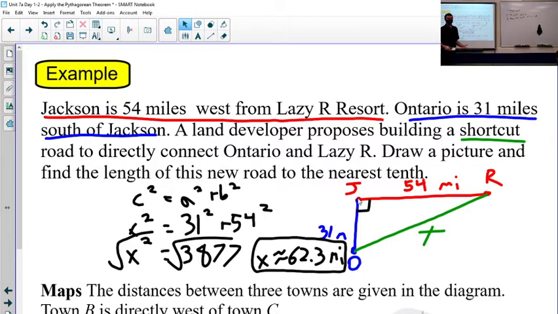So once the picture is drawn, that's a pretty straightforward Pythagorean theorem question.